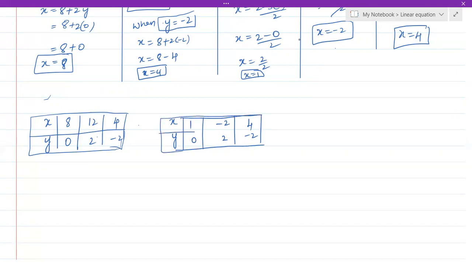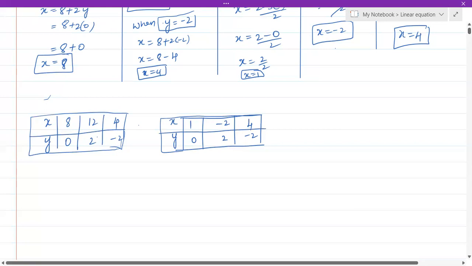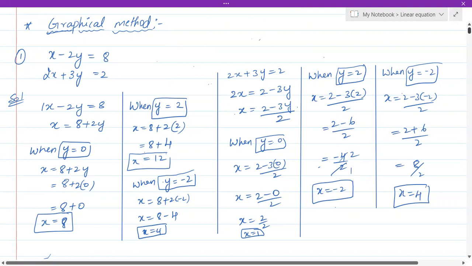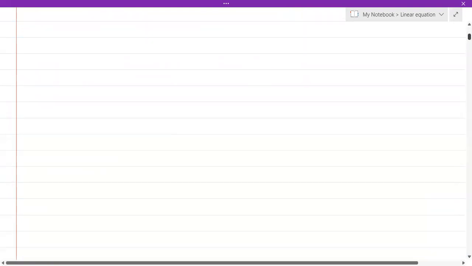And let's recall what we have done. It's very simple. We took the first equation and solved for x, because the x coefficient is 1. Then you get three values of y and three values of x. Similarly, we took the second equation, solved for x again, gave three values for y, and found three values of x. That's what we have done. Now let's plot a graph for this.